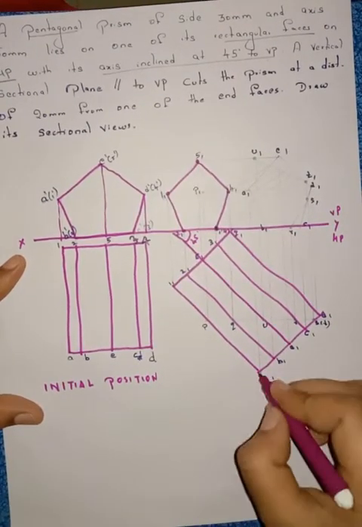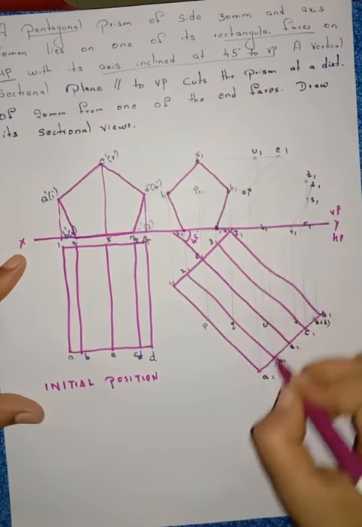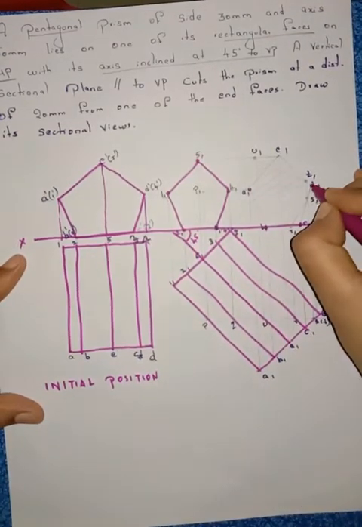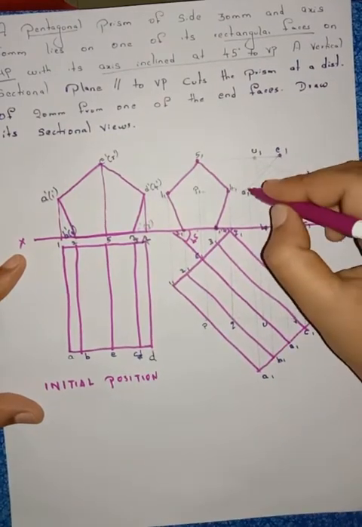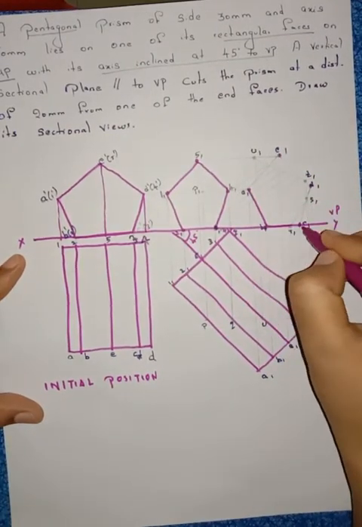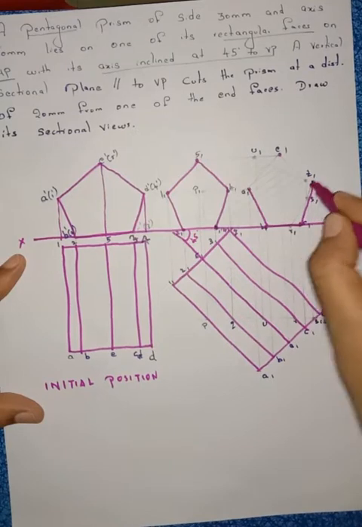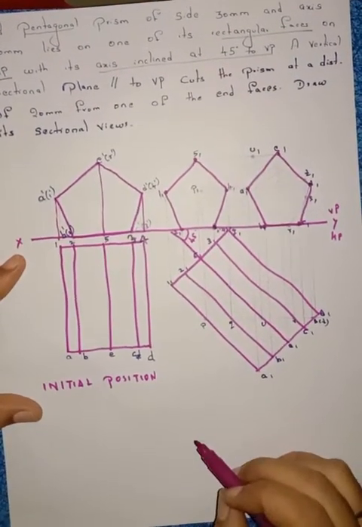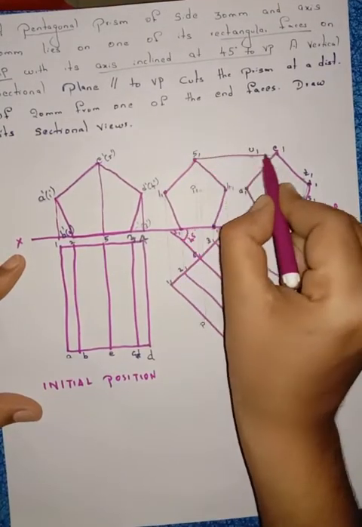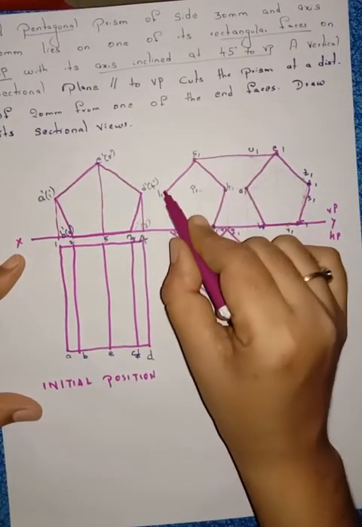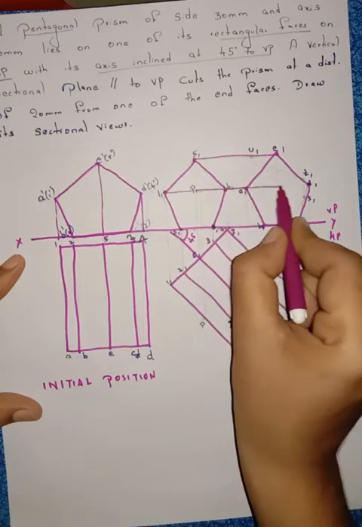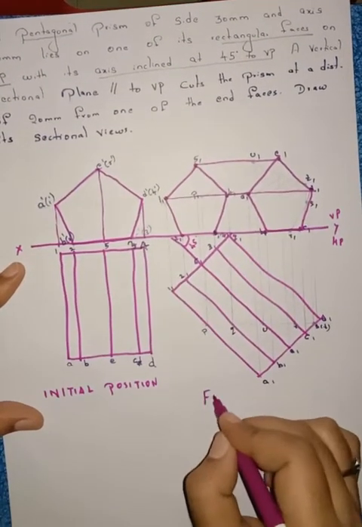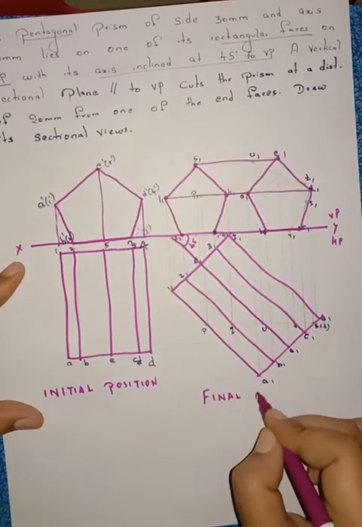And here A, B, C, D, E: from A to A, from B to B, from C to C, from D to D, from E to E. Join this A, B, C, D, and E. You will get a pentagon. After that, join 5 to E, 1 to A, 4 to D. And here it looks like a prism. This is your final position.